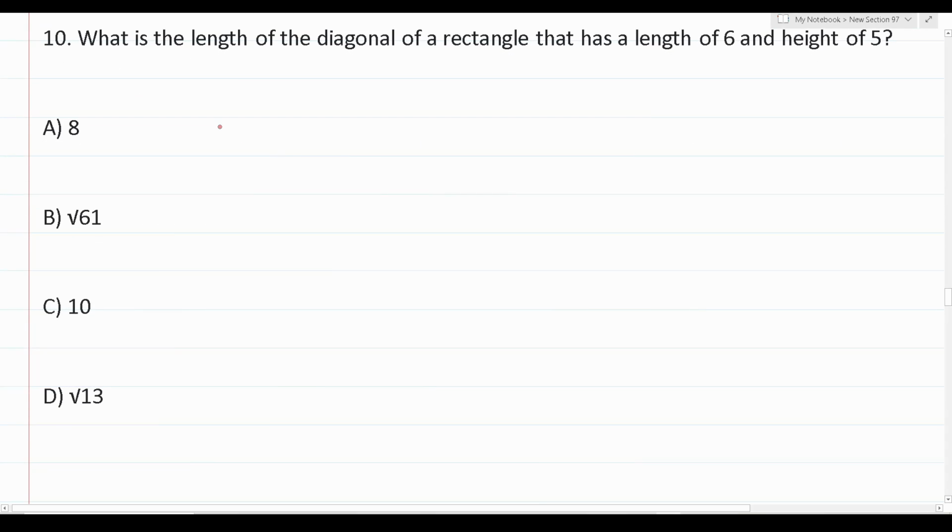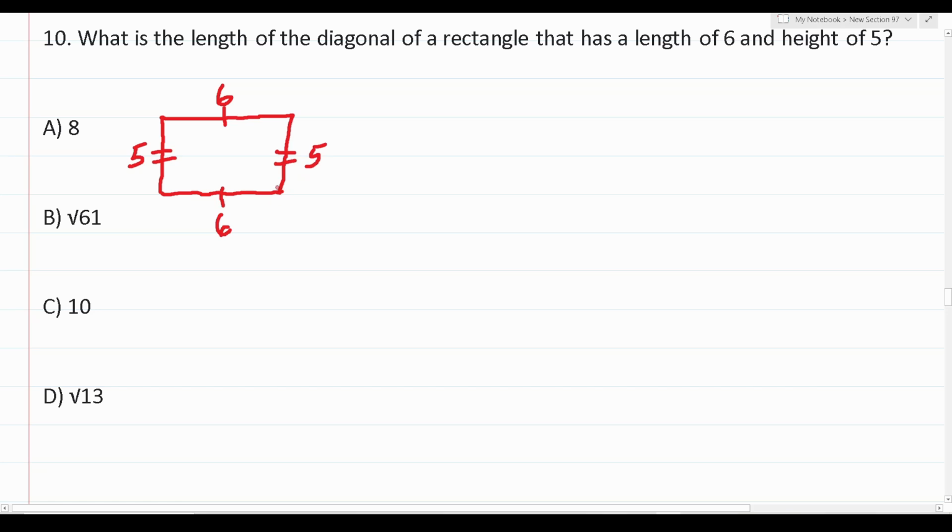All right, so number 10 here says, what is the length of the diagonal of a rectangle that has a length of 6 and a height of 5? All right, so we know we're dealing with a rectangle, so let's draw one of those very quickly. And we should know that in rectangles, this side's equal to this side, and this side's also equal to this side. According to the problem, our rectangle has a length of 6, so that's 6, and that means that's also 6. Likewise, we know it has a height of 5, so that's 5, and that's also 5.